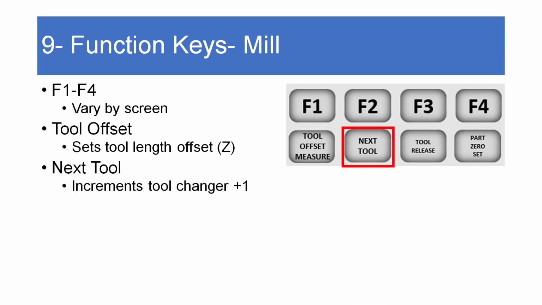Moving to the right, you'll see the next tool key. This key will cycle to the next tool station or up 1 number to allow you to set multiple tool offsets on the function keypad.